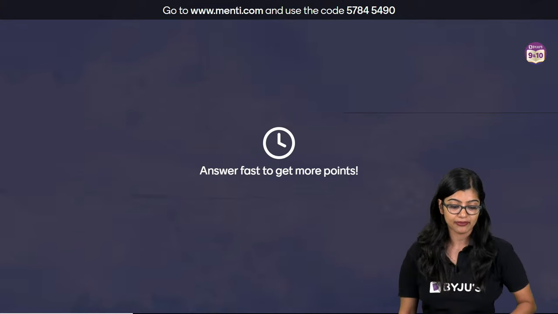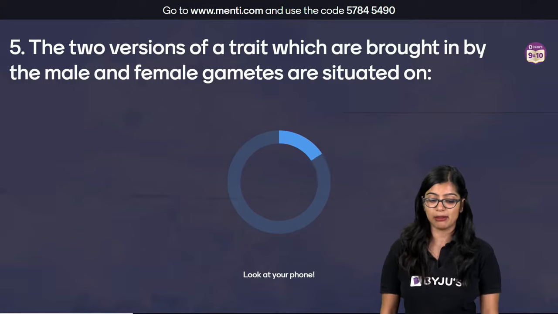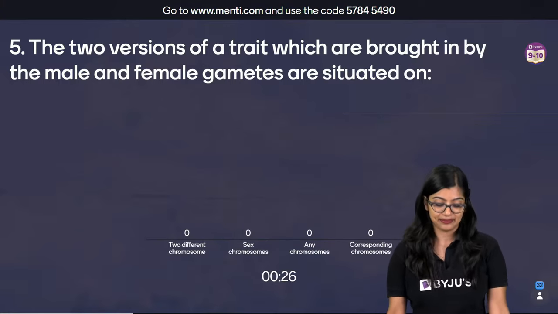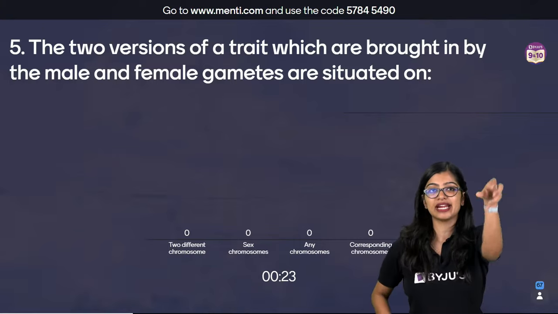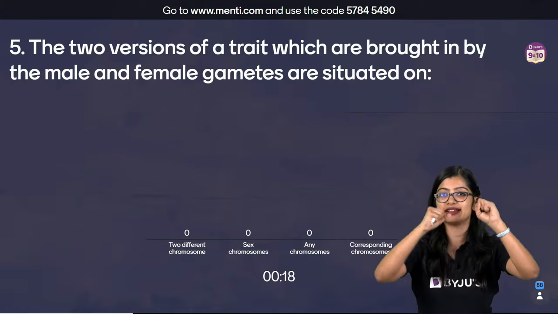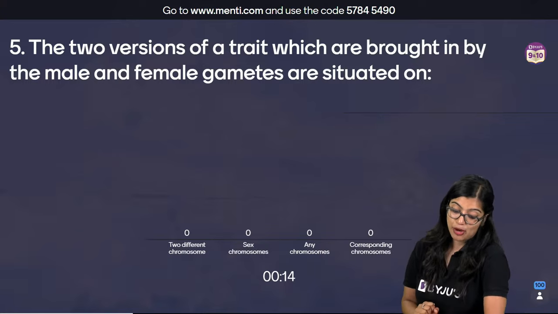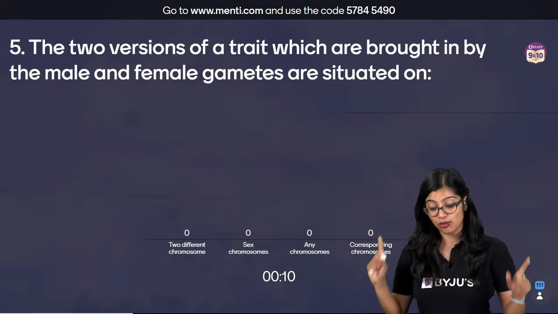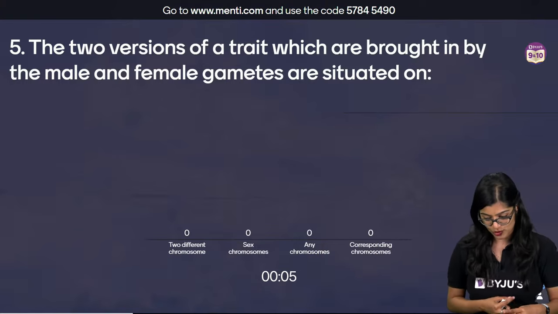The two versions of a trait which are brought in by male and female gamete is situated where? This is tricky. You have one trait coming from father, one trait coming from mother, right? And we know that these are based on same shape and same size, right? So will it come on two different chromosomes? It will come on sex chromosome, it will come on any chromosome, or it will come on corresponding homologous chromosomes?